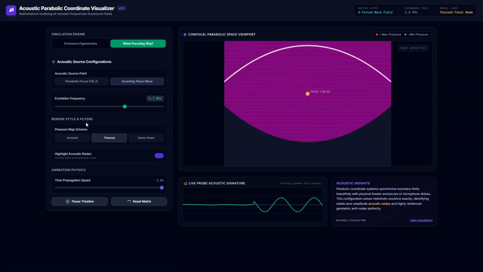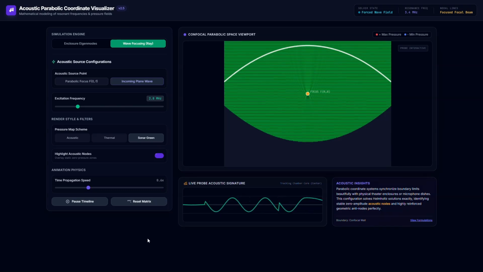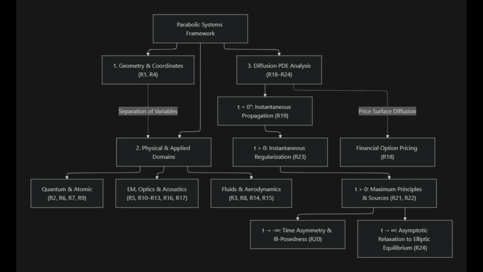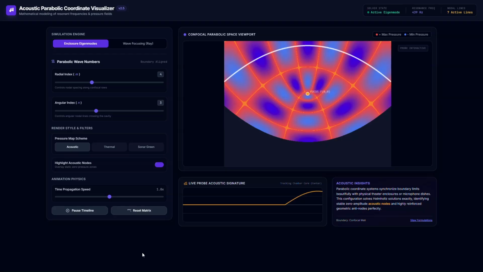Finally, the system features an interactive crosshair probe linked to a live virtual microphone oscilloscope canvas, visualizing the continuous time series waveform, amplitude variations, and localized phase signatures at any specific coordinate point sampled within the chamber.